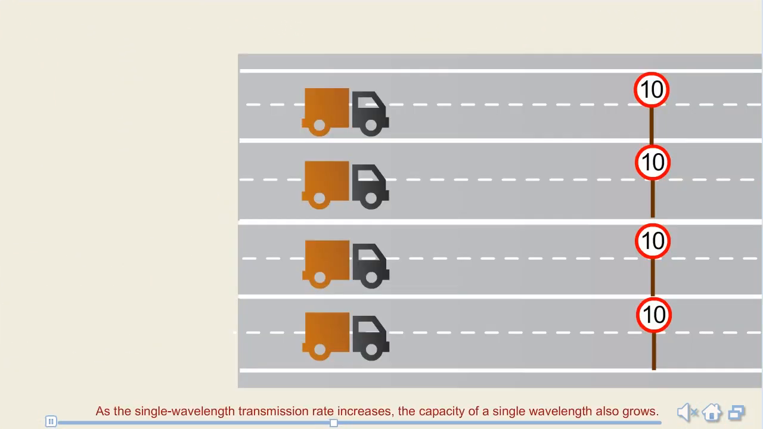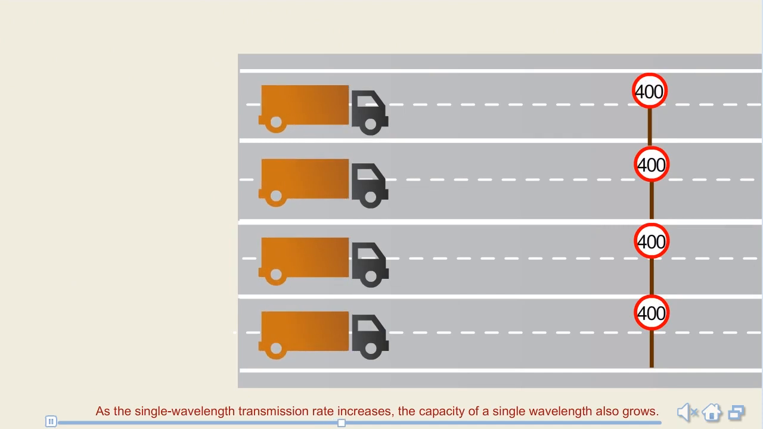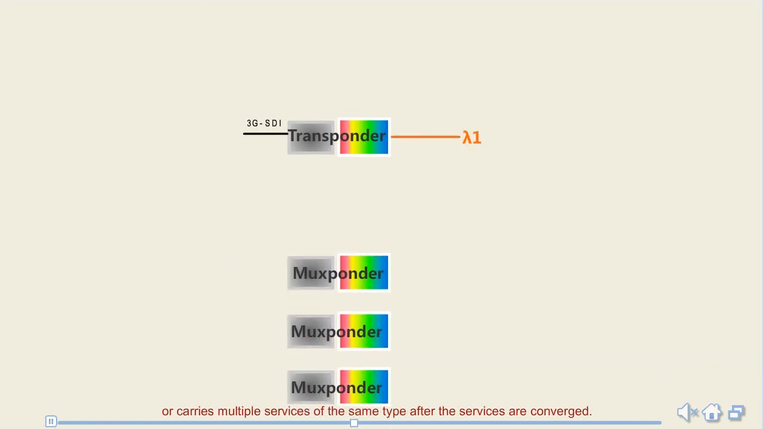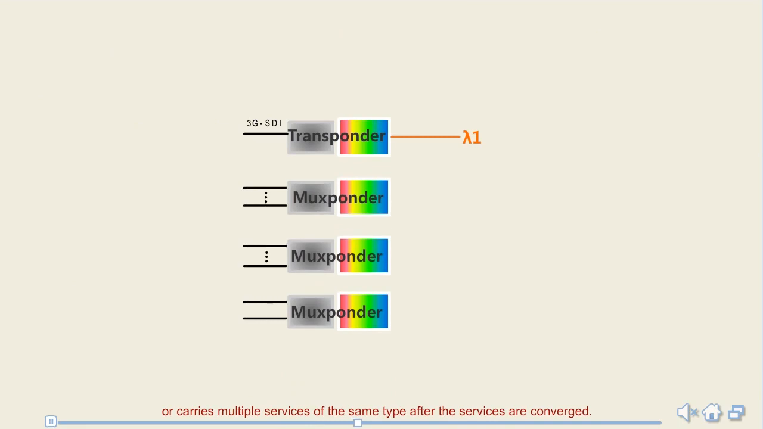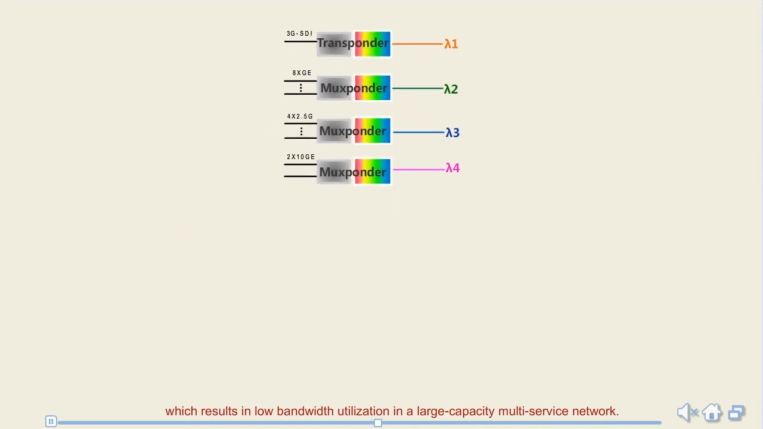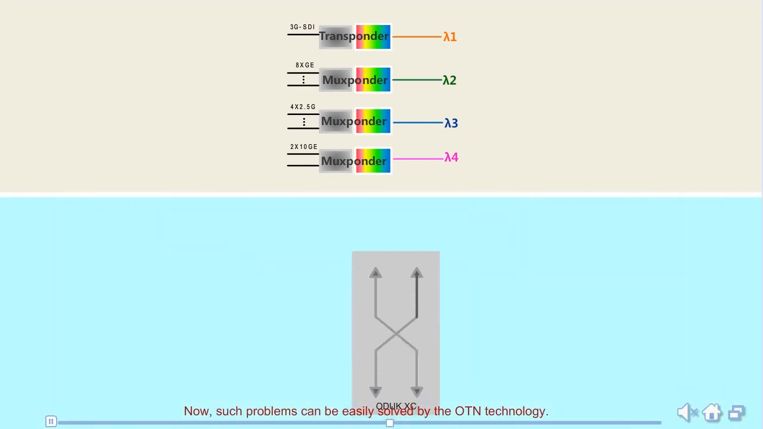As the single wavelength transmission rate increases, the capacity of single wavelength also grows. In a traditional WDM system, one wavelength carries only one service, or carries multiple services of the same type after the services are converged. Using the traditional WDM technologies, each service occupies one wavelength, which results in low bandwidth utilization in a large capacity multi-service network. Now, such problems can be easily solved by the OTN technology.